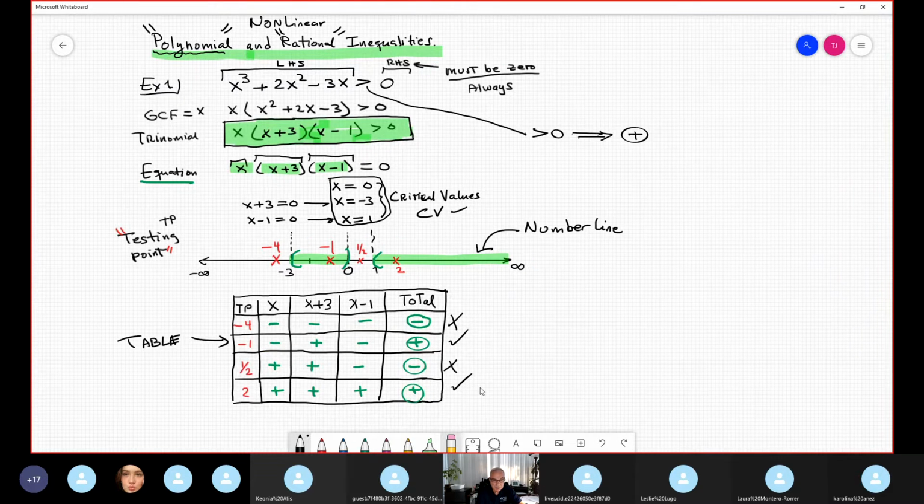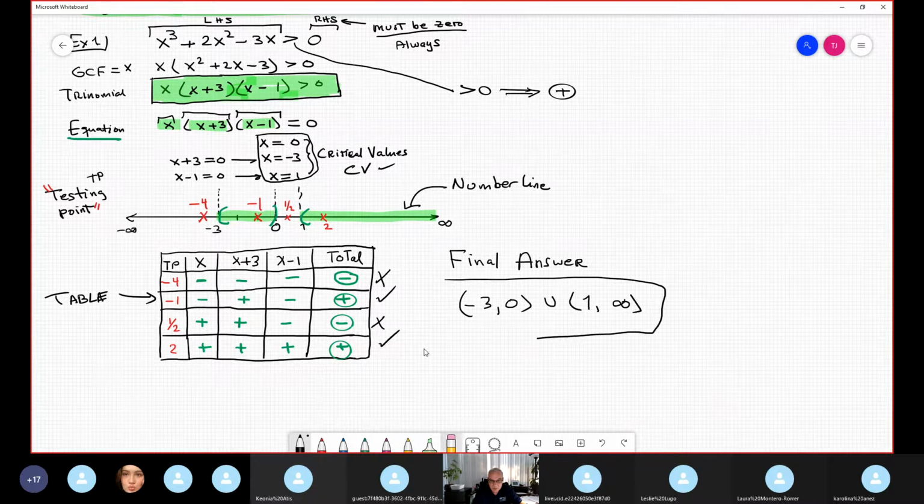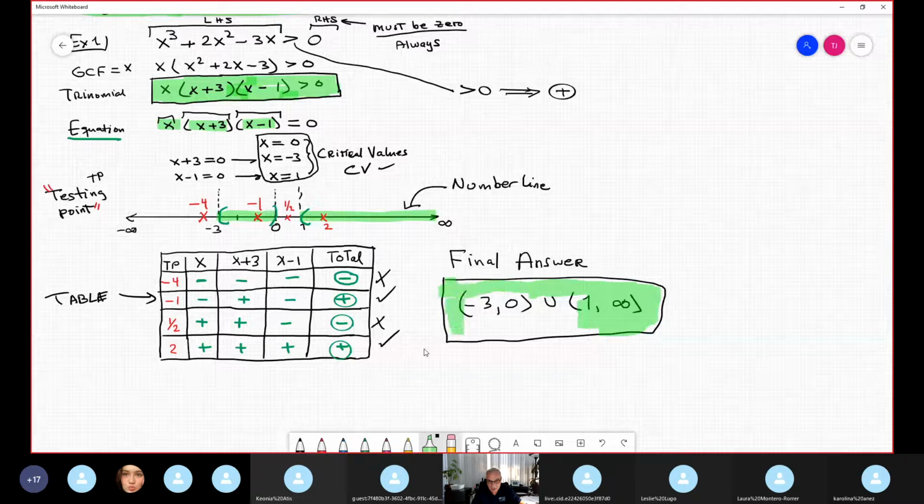So what is my final answer? What is my final answer expressed in interval notation? My final answer is the solution of this inequality is the interval from -3 to 0 union 1 to infinity. End of the story. Final answer. Any question? It's exactly the interval I highlighted in green color on the number line. Any question, guys? It's easy.